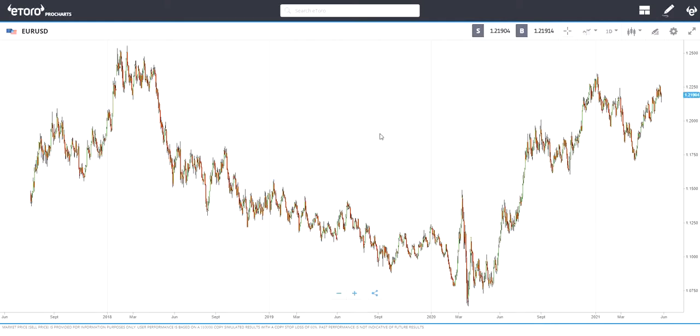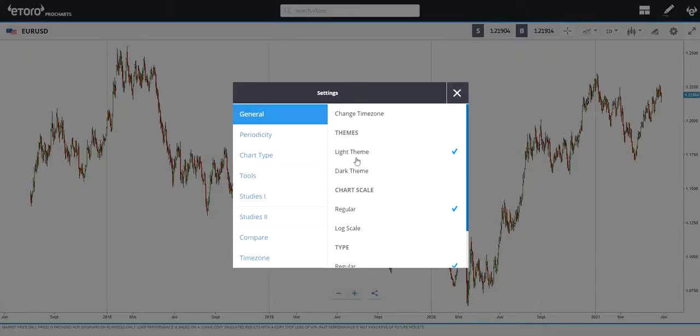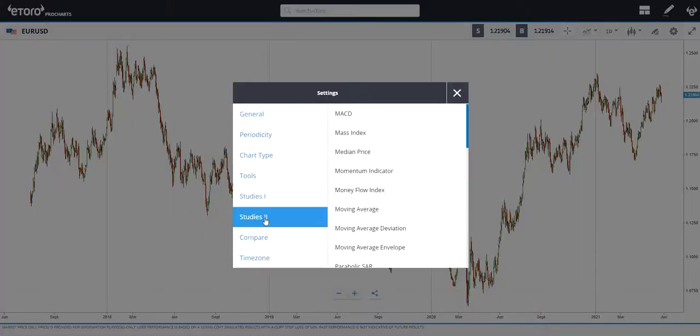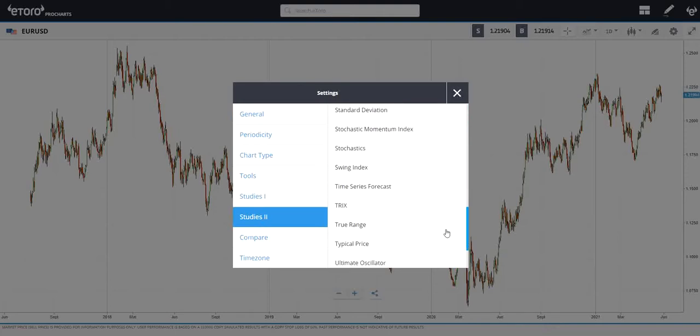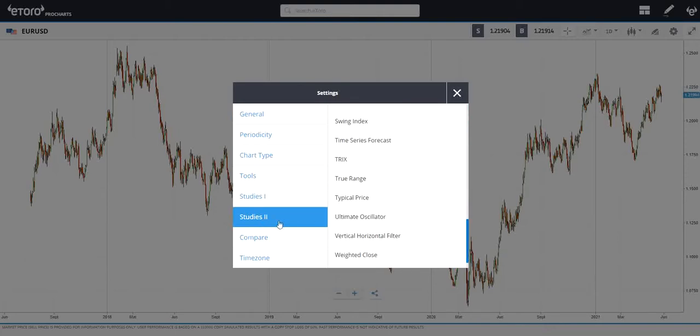Today I want to talk about another indicator called the ultimate oscillator. We are looking at the Euro US dollar chart, and we are on the daily chart. Let me add the oscillator to our chart. Okay, you can see the ultimate oscillator.